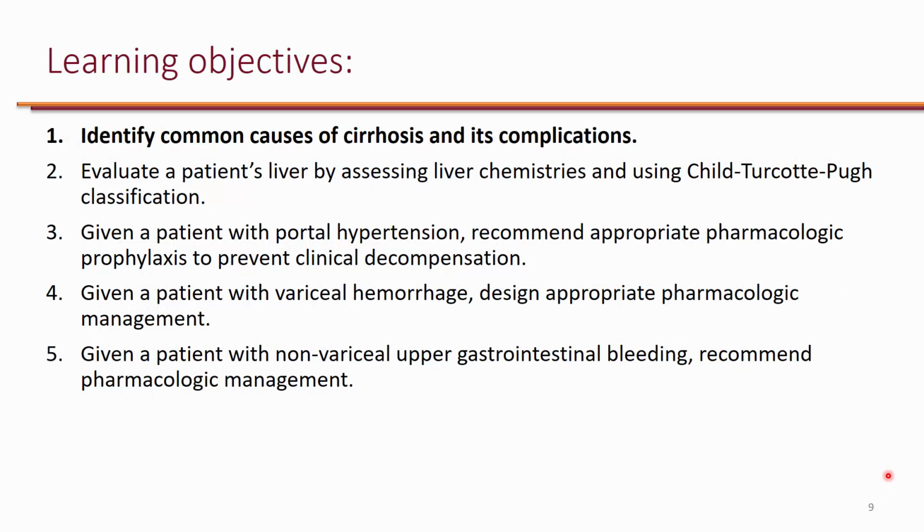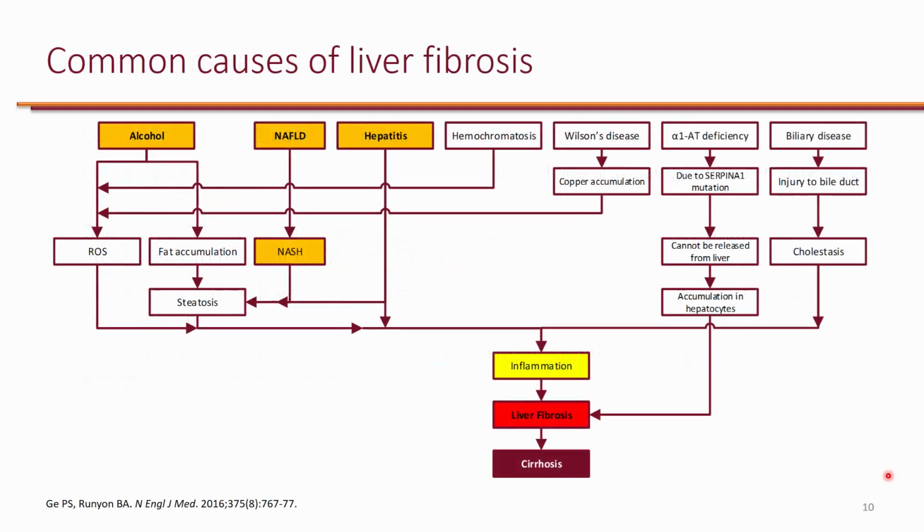So the first learning objective is to identify common causes of cirrhosis and its complications. Now, when it comes to cirrhosis, the first thing is things that will cause inflammation in the liver. So the most common ones are hepatitis, NAFLD, and alcohol. So NAFLD is non-alcoholic fatty liver disease, and then of course you have your alcoholic liver disease. So whether it's alcohol or non-alcoholic, as well as hepatitis, all of these will lead to inflammation.